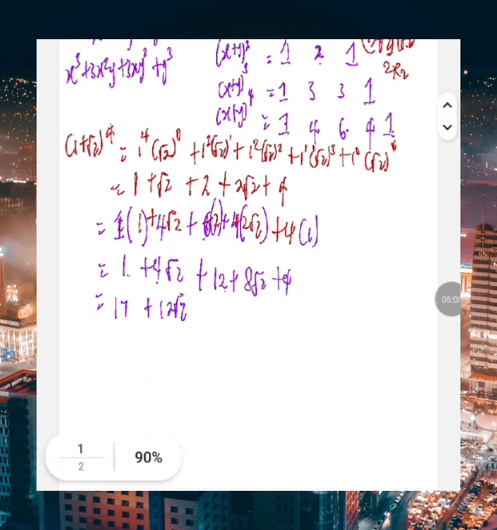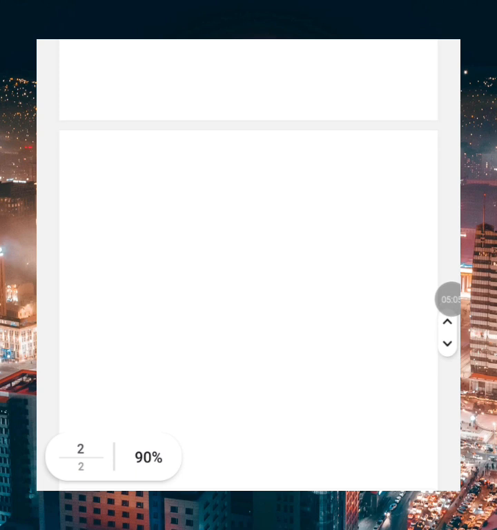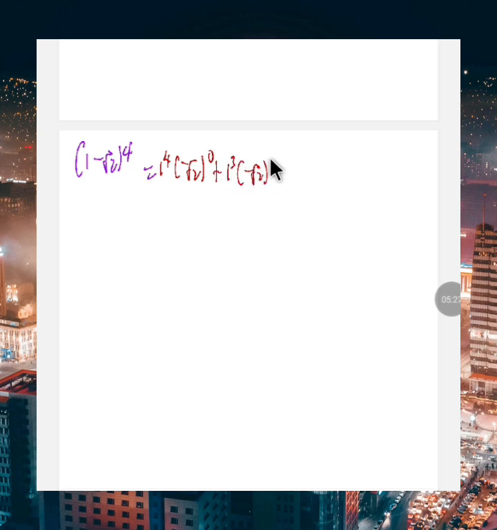Okay, now let's move on. The next one, which is 1 minus root 2 raised to the power of 4. We perform the same operation here. So 1 raised to the power of 4, let me use the red marker. 1 raised to the power of 4, then into bracket minus root 2 raised to the power of 0. You can see we have negative root 2 here, right? Then plus 1 raised to the power of 3 into bracket negative root 2 raised to the power of 1, plus 1 raised to the power of 2 into bracket negative root 2 raised to the power of 2, plus 1 raised to the power of 1 multiplied by negative root 2 raised to the power of 3, then plus 1 raised to the power of 0 multiplied by negative root 2 raised to the power of 4.